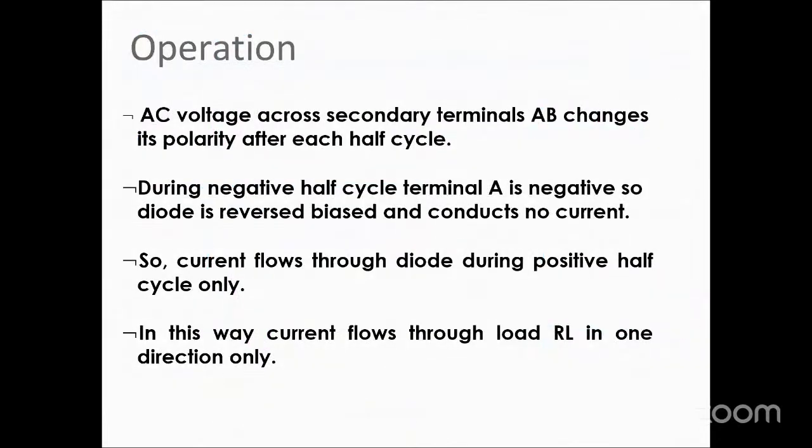The AC voltage across the secondary terminals A and B changes its polarity after each half cycle, positive and negative. During the negative half cycle, terminal A is negative, so the diode is in reverse bias. Does the diode conduct any current in reverse bias? No. So current flows through the diode only during positive half cycles. In this way, current flows through the load resistance RL in only one direction.